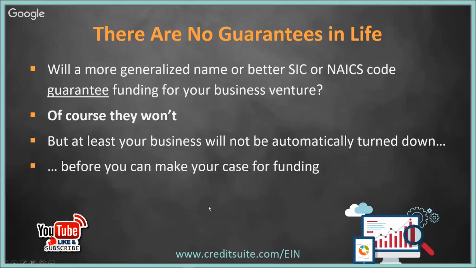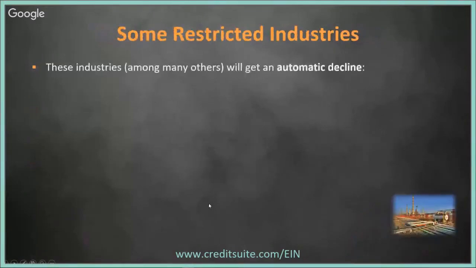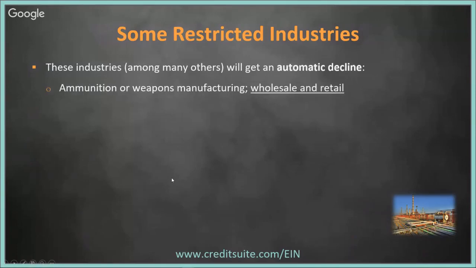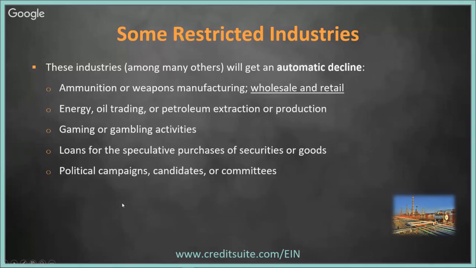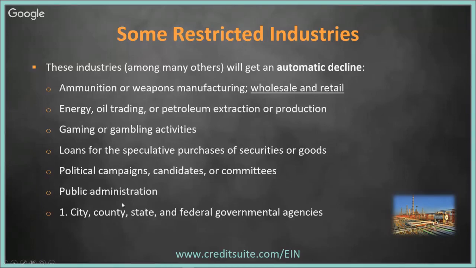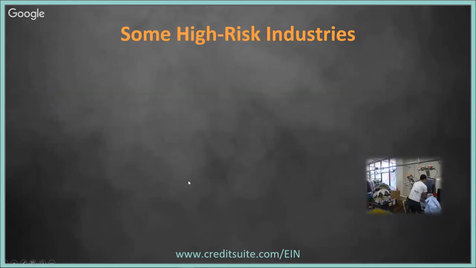So before you can make that case for funding, these are things that you really want to talk about. So let's talk about some restricted industries. Well, these, amongst others, will get you an automatic decline: ammunition or weapon sales, energy, oil trading, petroleum extraction, gaming or gambling activities, loans for the speculative purchases of securities or goods, political campaigns, candidates or committees, public administration, city, county, state, federal government agencies, X-rated products or entertainment.